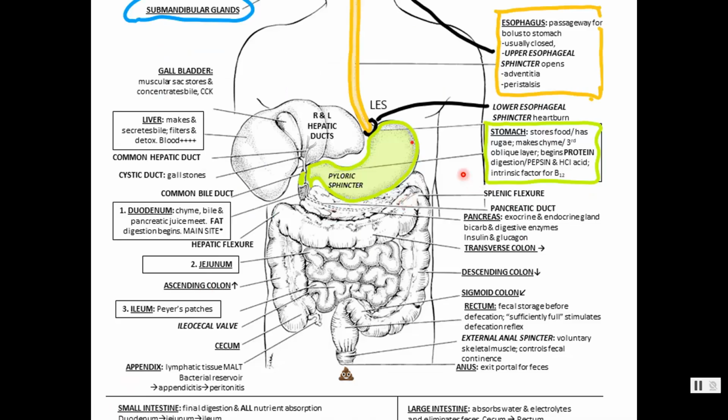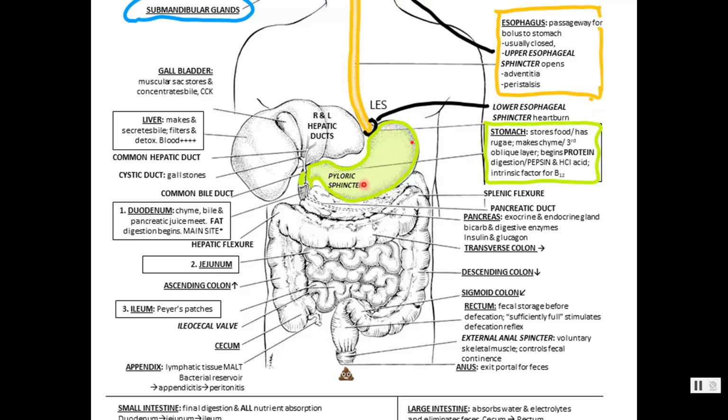The next organ is the stomach. And the stomach is a muscular sac. It's sort of J-shaped, so we have this fundus portion up here tucked underneath the right side of the diaphragm. Its function is it's going to store food. It has rugae, so it has those folds to accommodate stretch. This is where chyme is going to form. We're going to mix that bolus with gastric juice, which contains pepsin and hydrochloric acid, and intrinsic factor. That intrinsic factor is there so we can absorb vitamin B12 and avoid pernicious anemia.